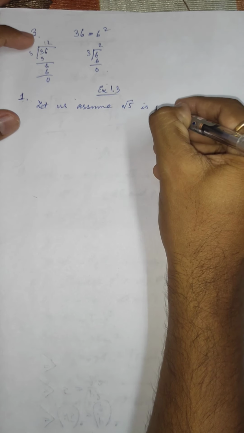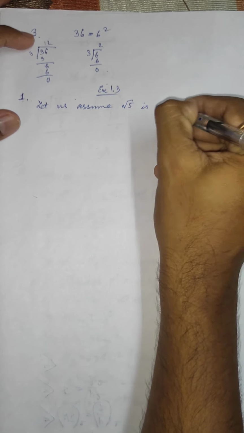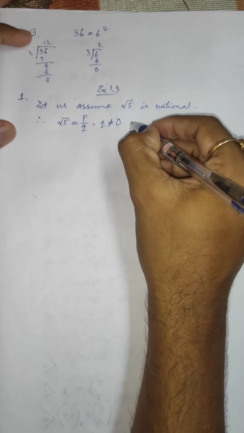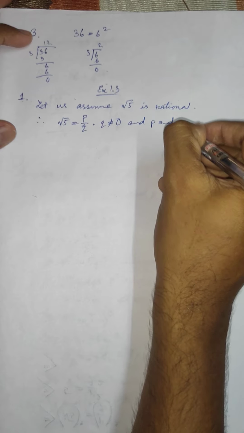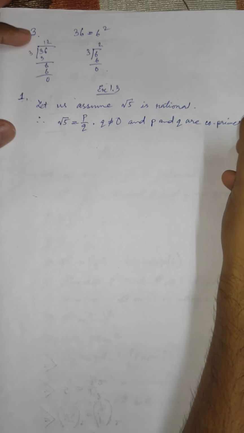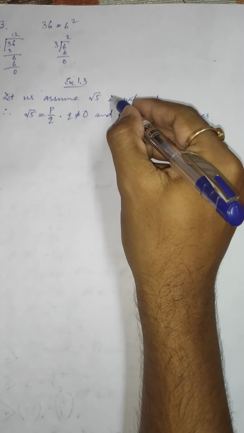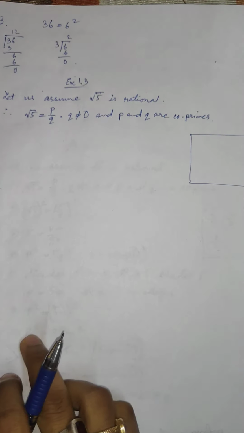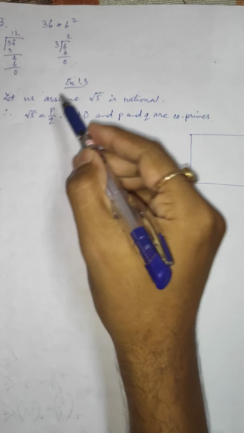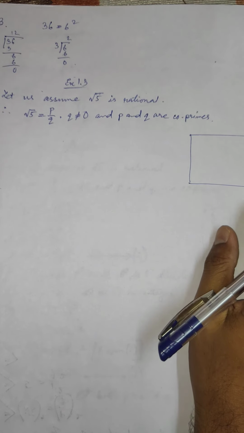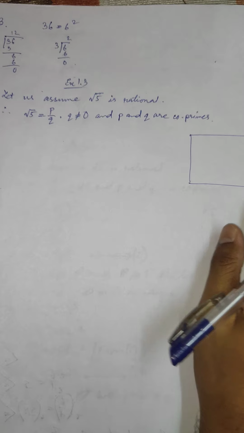Let us assume root 5 is rational. Therefore root 5 equals p by q, q is not equal to 0, and p and q are co-primes. Now I'm just showing by an example. In case of rational numbers, p and q are integers and are always co-primes. Co-primes means there is no common factor between them.